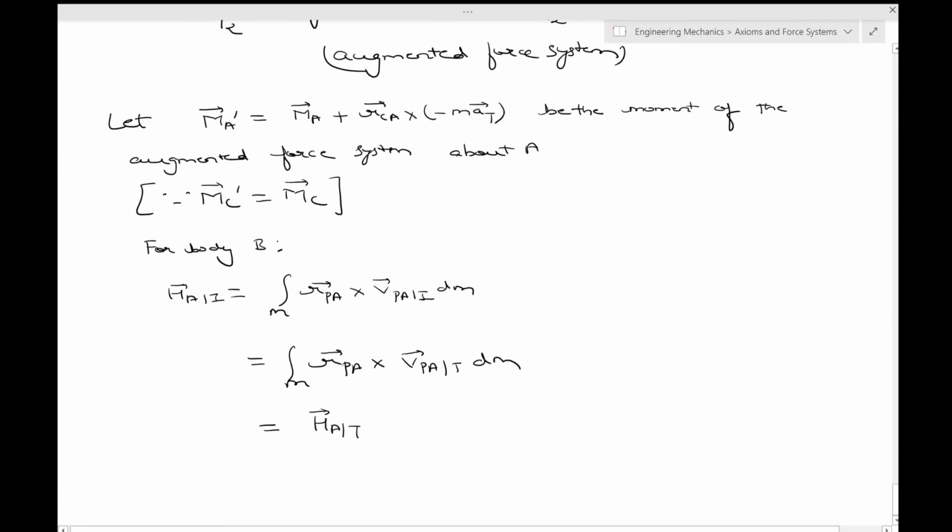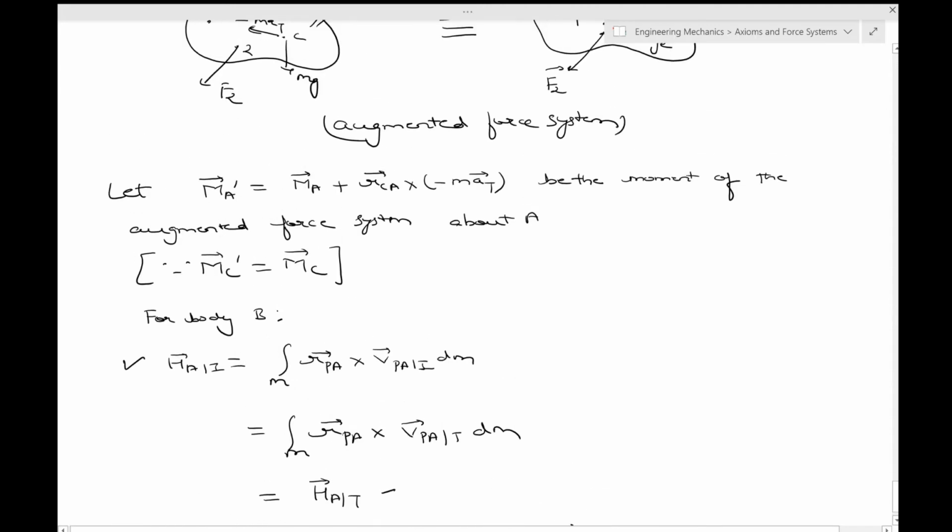Now let's write HA in the T frame is clearly equal to HA in the I frame. We have just shown this. Okay, this and this will be equal to HC in I plus RCA cross M VCA in I. Okay, now how am I writing this? I think we should have written it somewhere.